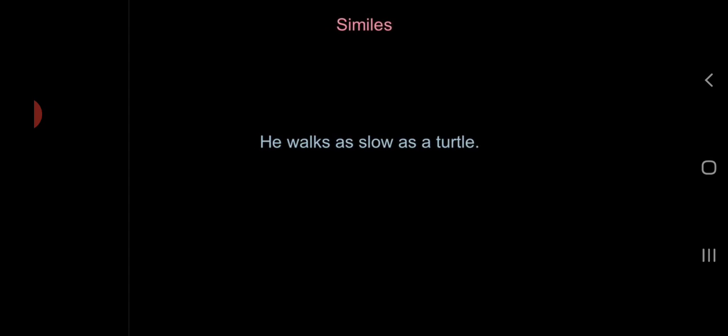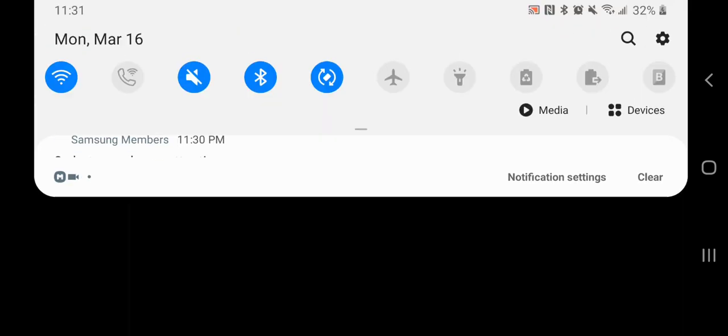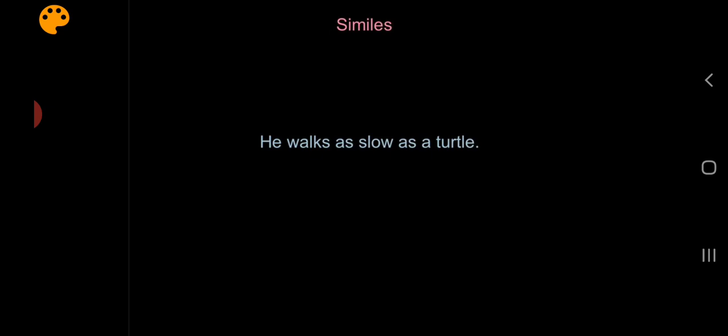So a simile is when you're saying that something is like something else. You use it to say it has similar characteristics. You say like or as. He walks as slow as a turtle. How slow does he walk? Oh, like a turtle. I know turtles are slow, so that guy must walk really slowly.